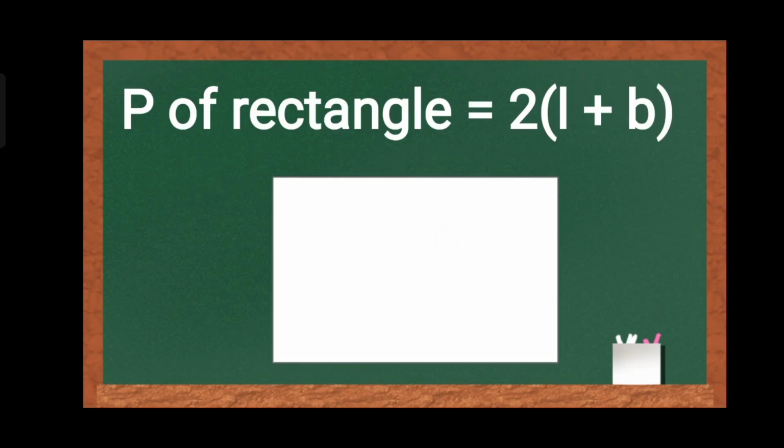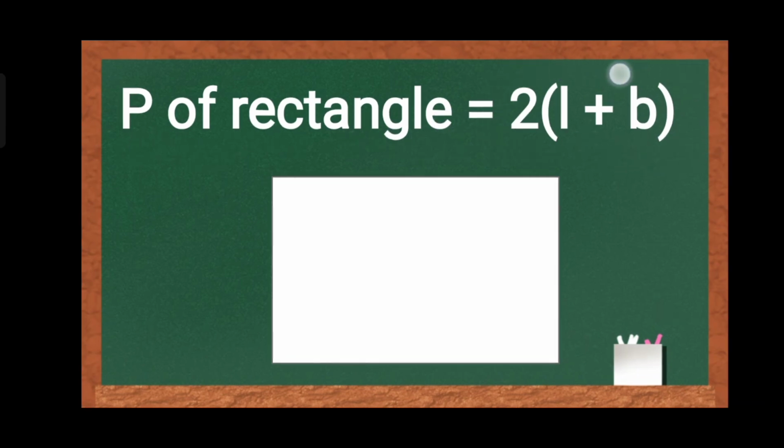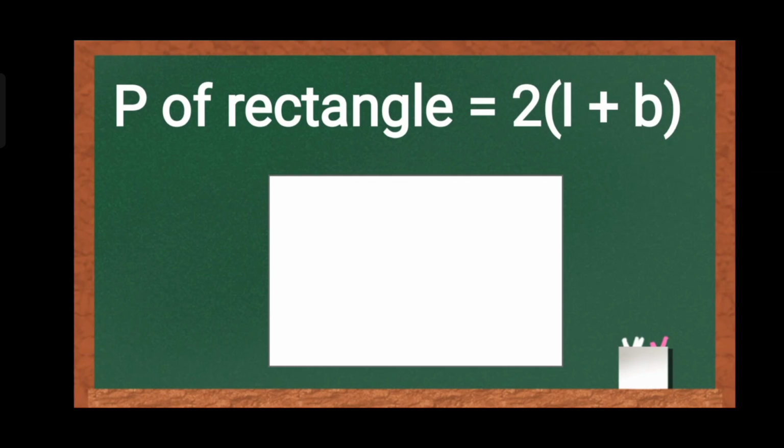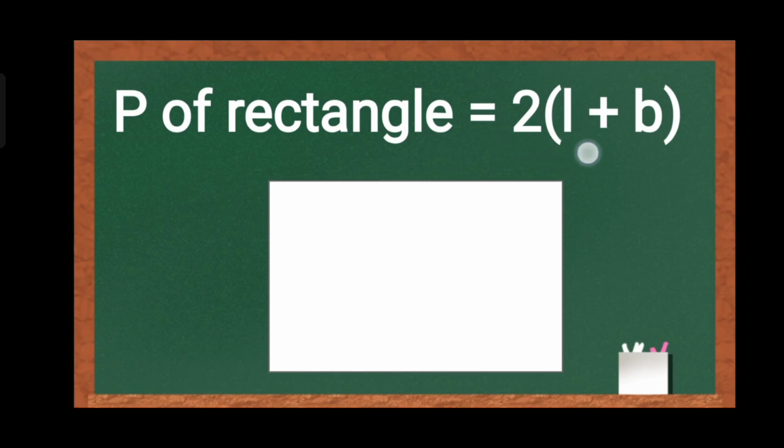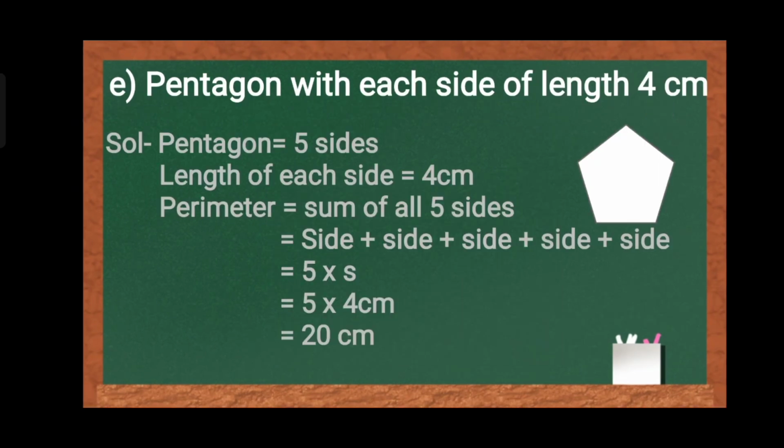So what is the formula for finding out the perimeter of a rectangle? The formula for finding out the perimeter of a rectangle is 2 in brackets length plus breadth. 2 times length is there, 2 times breadth is there. So 2 in brackets length plus breadth. You have to put the values of L and B here and you will get the perimeter. Let's move to the next part. Part D is your homework. You will do it in PC.